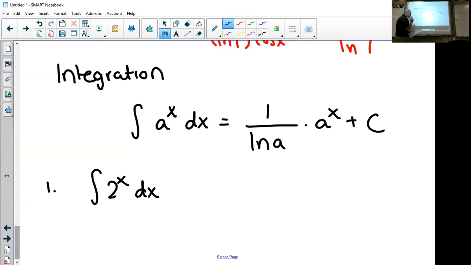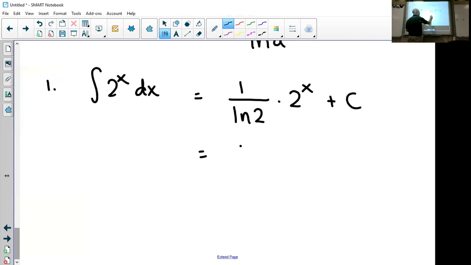All right, nice and simple. So we're starting off here, and really we're just going to use that formula. A in this case is 2. So our antiderivative is just going to be 1 over natural log of 2 times 2 to the x plus c. How nice is that, right? And we can always write that as 2 to the x over natural log of 2 plus c. A lot of times they are going to write it as a fraction like that. Okay, so they'll just put that in the numerator.